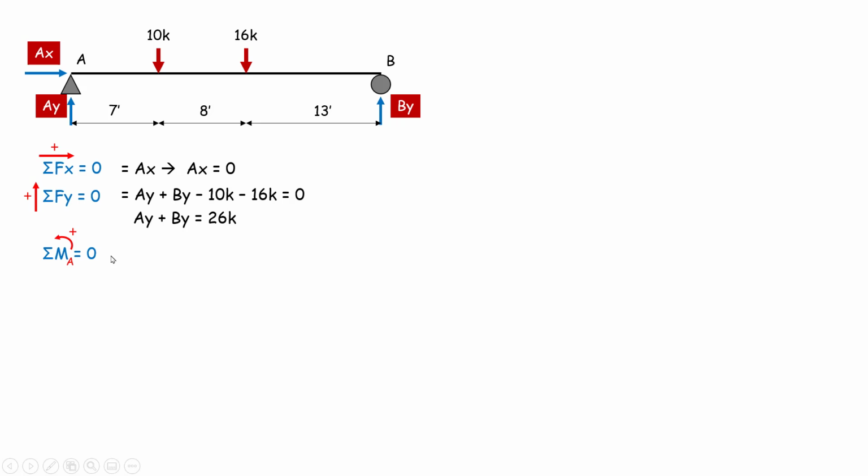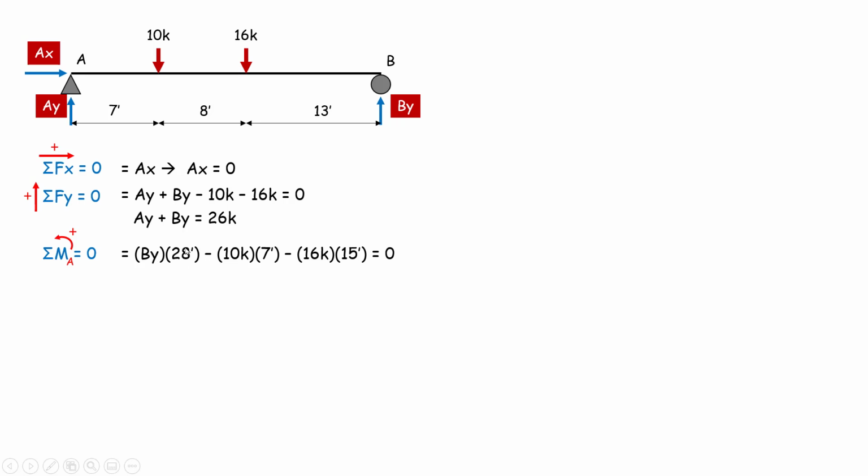And now I can just add all the inputs and all the variables into this equation. So first, I want to calculate utilizing BY over here. The force is BY. The distance over here is 7 plus 8 plus 13, that's going to be 28. And so BY multiplied by 28 will be the moment of BY about point A over here.